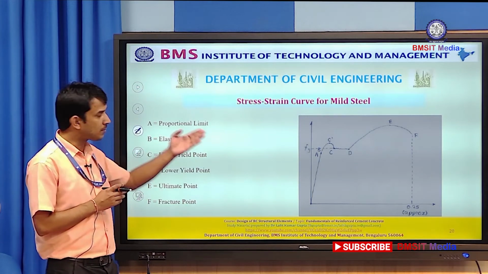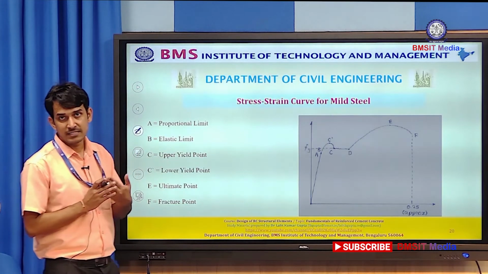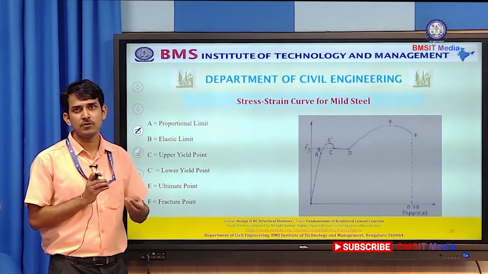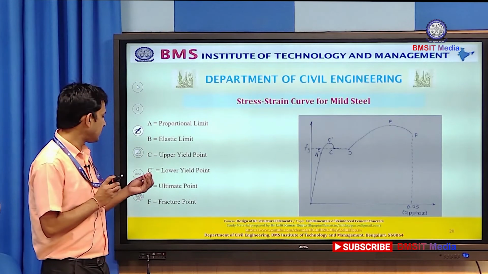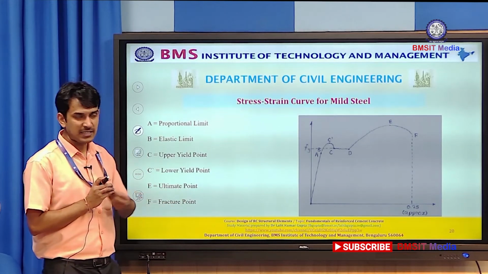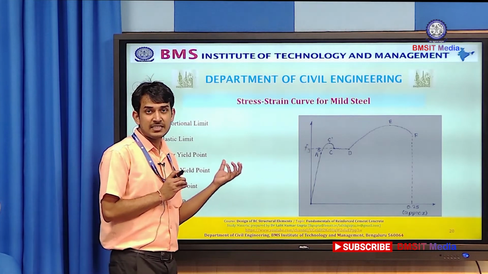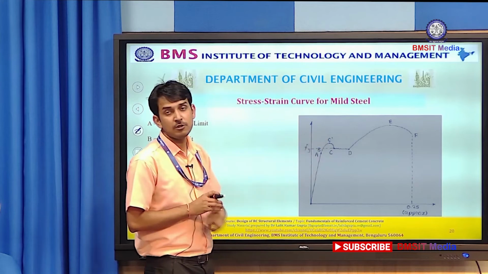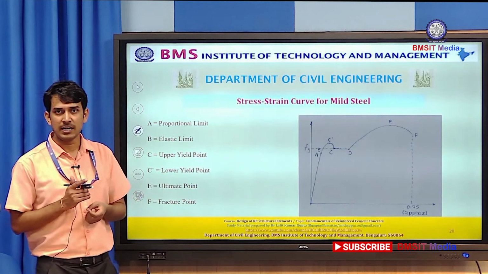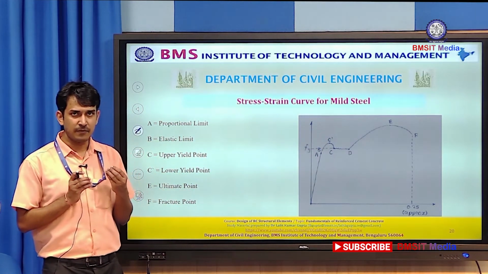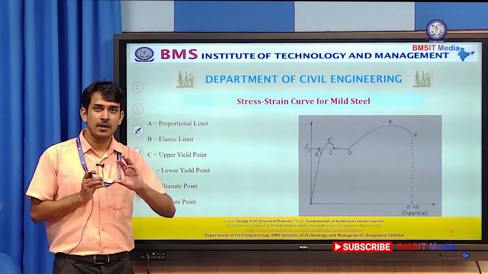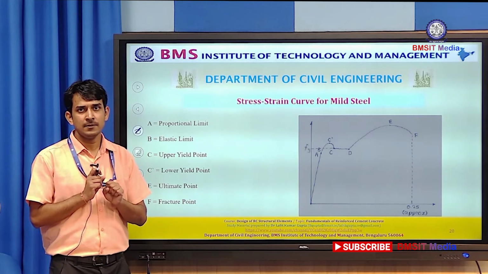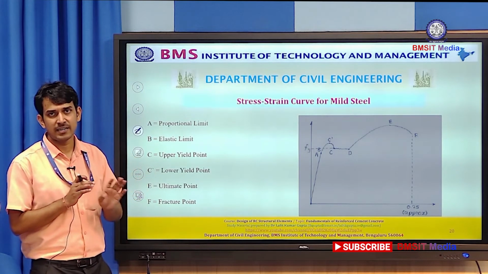In the mild steel only, we have two yield points, the upper yield point and the lower yield point, because of the behavior of the molecules of the mild steel. After that we have the ultimate point, the maximum stress that mild steel achieves, that is point E. After that we have the point F, the breaking point, or fracture point, and at that place the mild steel bar has totally broken down.